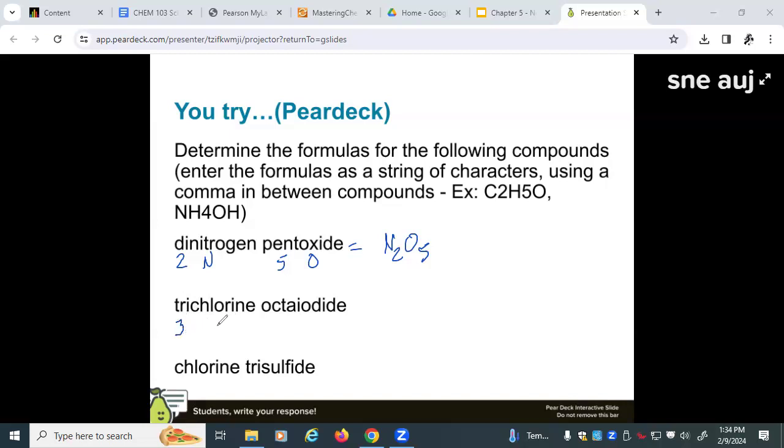Tri is 3, chlorine is Cl. Octa is 8, iodide is I. So Cl3I8 is the formula for that one.